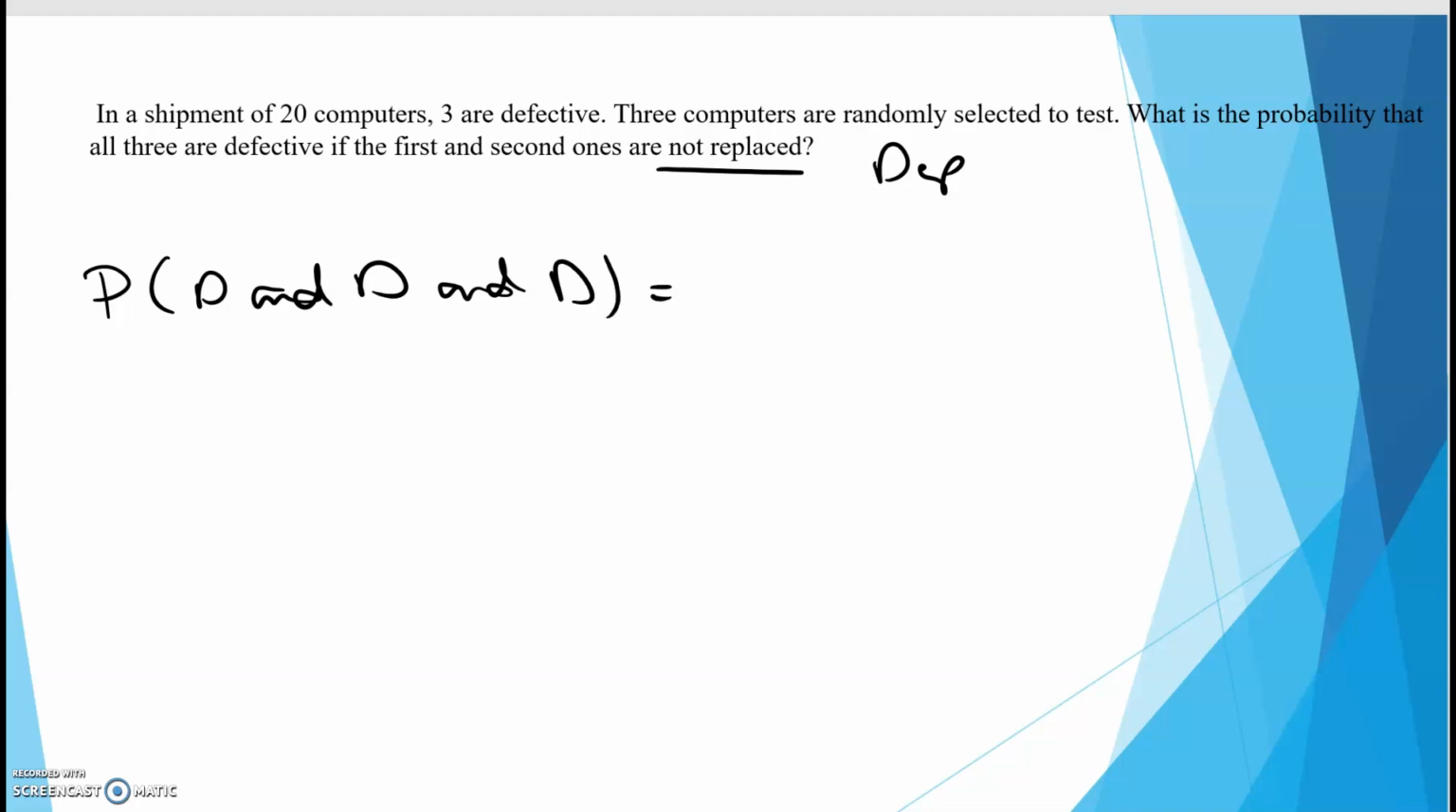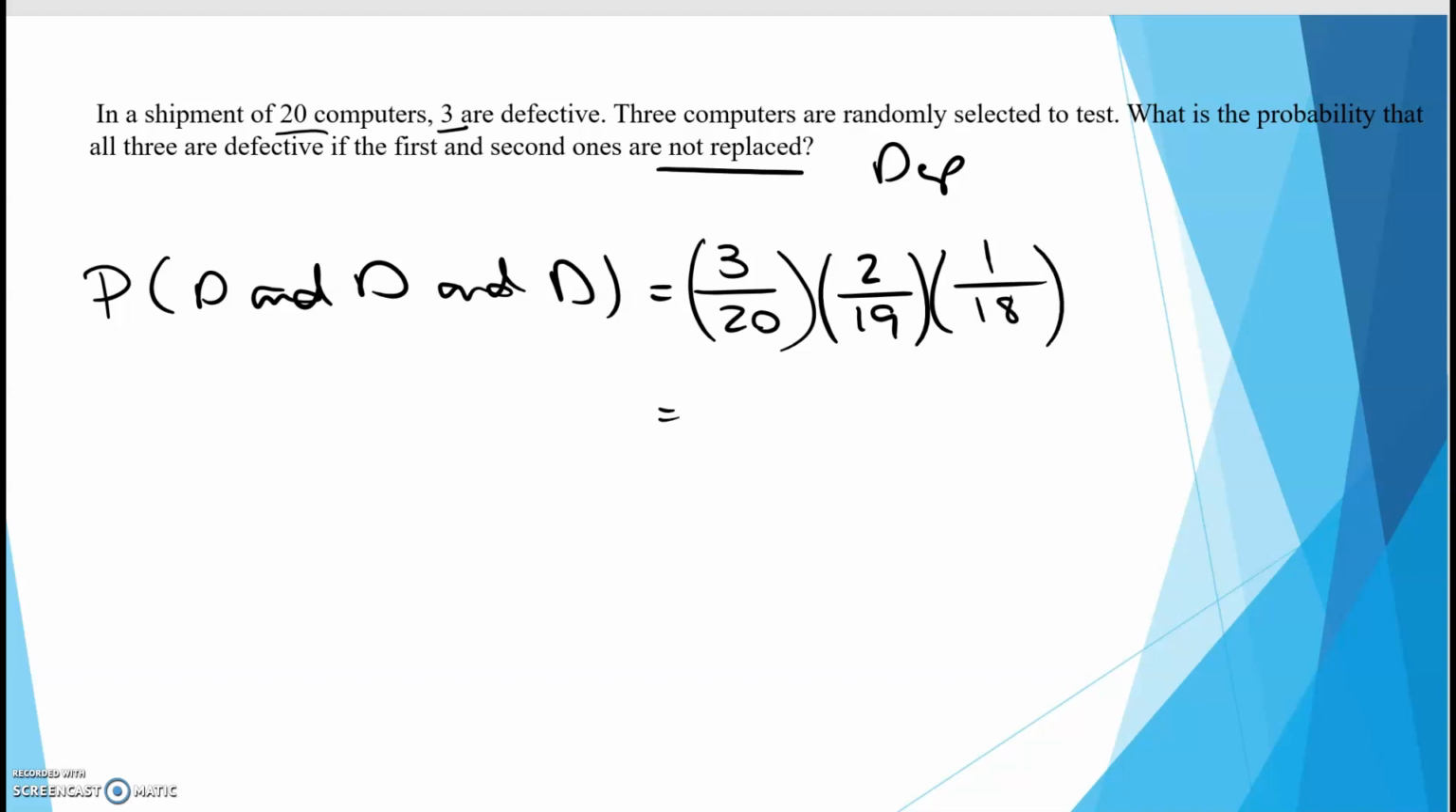Okay. Well, they say 3 out of 20. So I have 3 defective computers to choose from out of 20. Say I get that defective computer, I set it aside. Now I have 2 defective out of 19 computers. I take that computer, set it aside. Now I have 1 computer that's defective out of 18. Multiply all this together, you get 6 over 6,840, which will reduce down to 1 over 1,140. That would be your final answer right there.